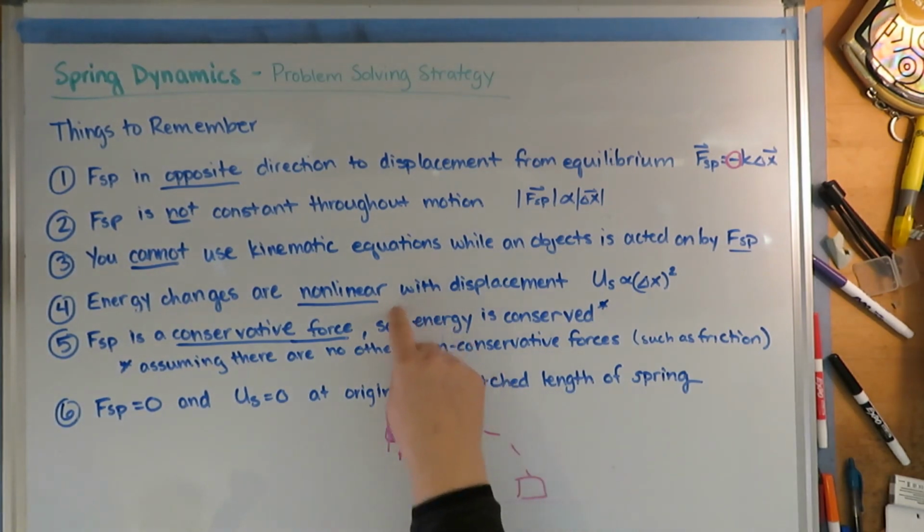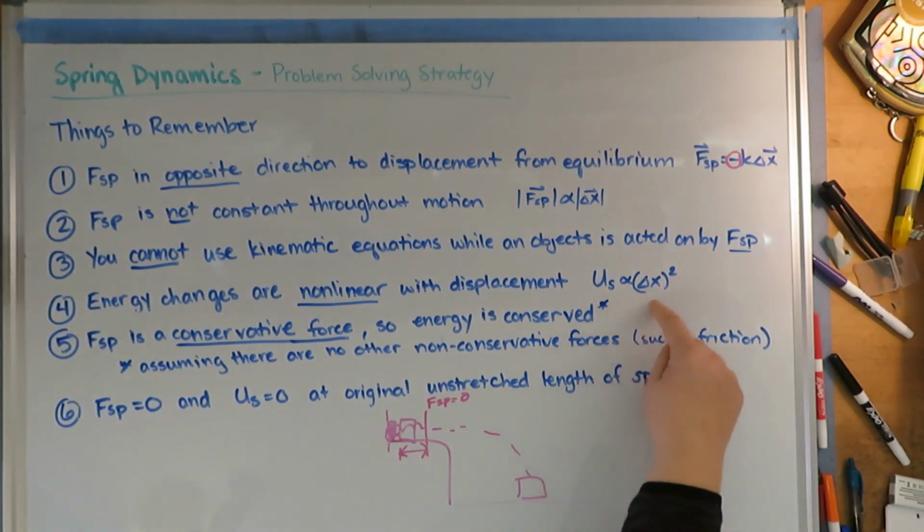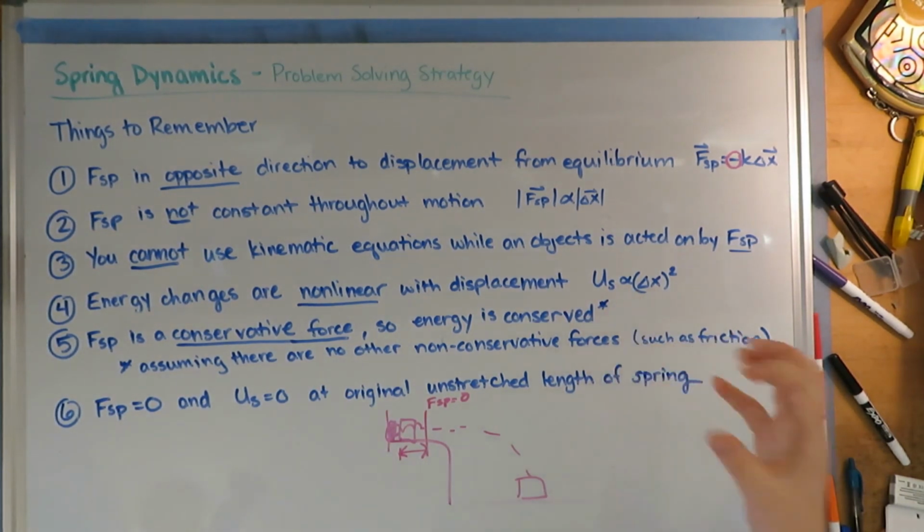Additionally, energy changes with springs are non-linear, because the spring potential energy is proportional to displacement squared. So that means if I double the displacement, I'm going to get 4 times the change in potential energy. If you're dealing with a conservative situation, then any gain of potential energy causes a loss in kinetic energy, and so your kinetic energy would behave the opposite of the spring force.